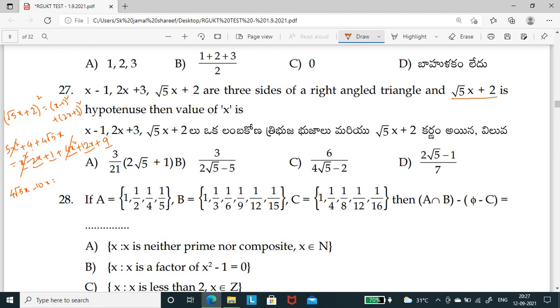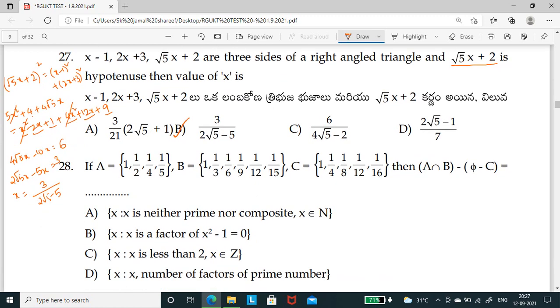So sorry, plus 4 if I transpose it becomes minus 4. 10 minus 4 is 6. Now in the 2 table if I cancel out, this becomes 2 root 5x minus 5x is equal to 3. Since I need the value of x, x is equal to 3 divided by 2 root 5 minus 5. So 3 divided by 2 root 5 minus 5, hence option B is my answer here, right?